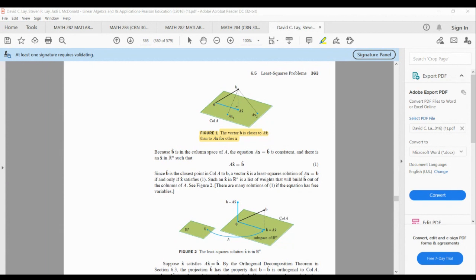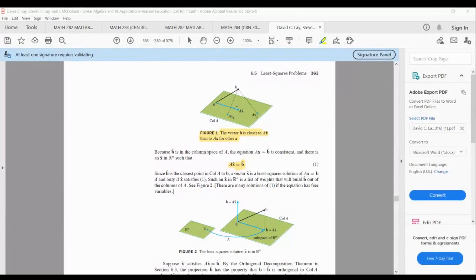Okay. Now, how do we find that projection vector? How do we find A times x hat, which you notice they're calling b hat? Well, of course, if the column vectors of the matrix A are orthogonal, then you could find that projection vector using the techniques you learned in section 6.3. Okay, but more often than not, you don't have a matrix A with orthogonal column vectors.